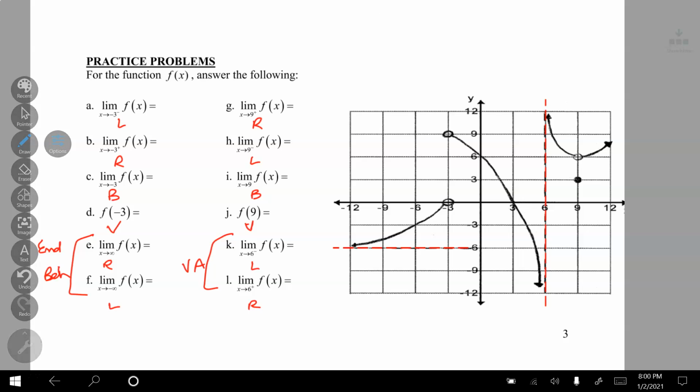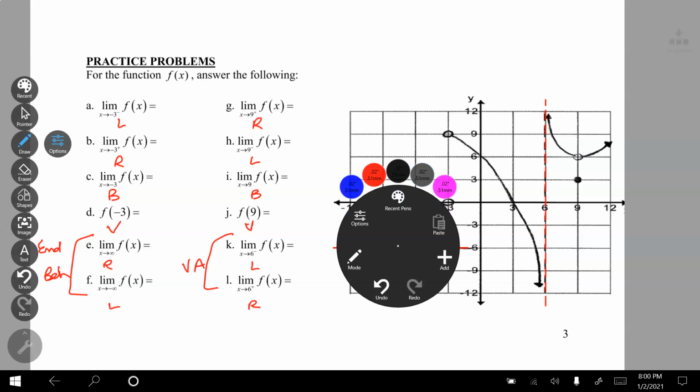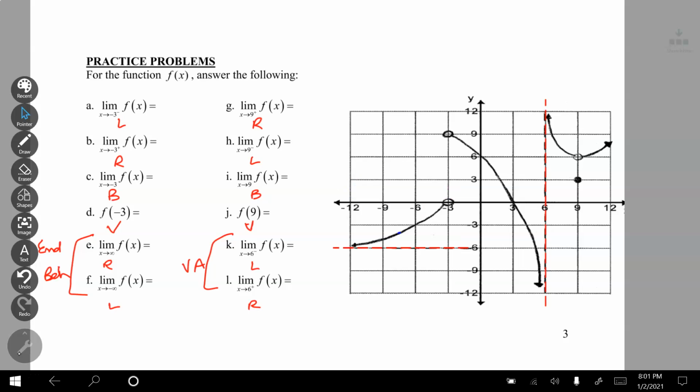I kind of label everything. This is negative 3 from the left. Here's negative 3. I come to the left. Here's negative 3. I come to the left of negative 3. I find the graph, and I come back to negative 3, and I realize my y value there is 0.